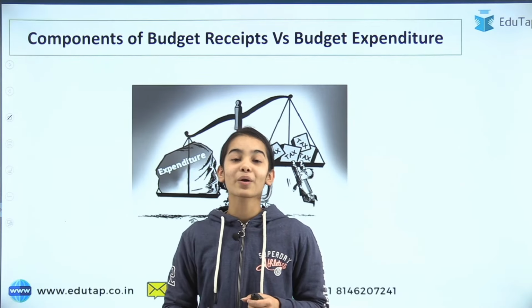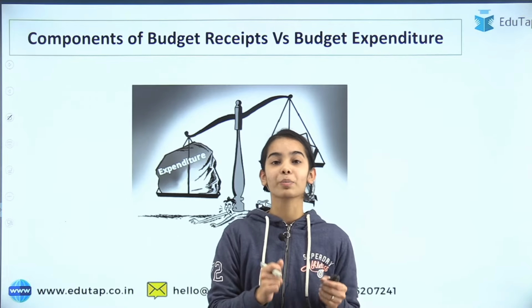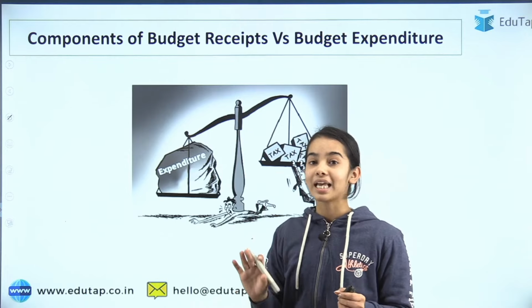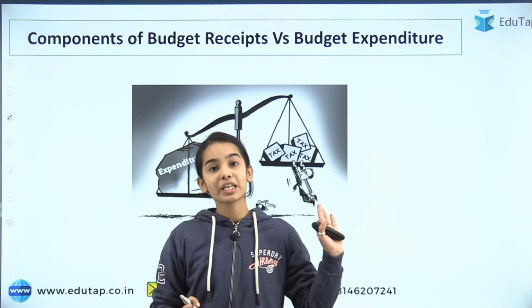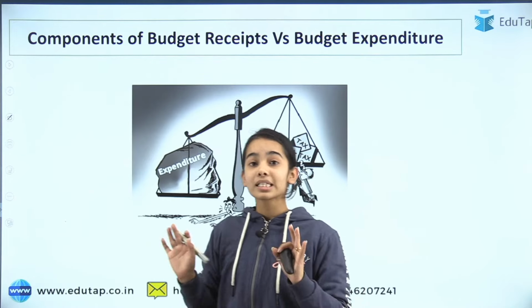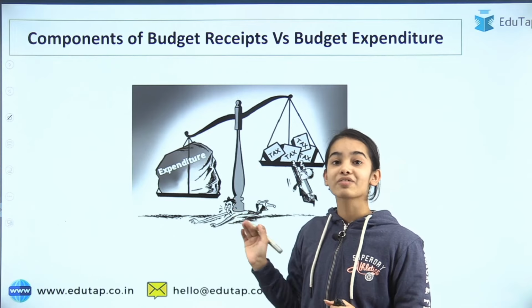So in today's session, we are going to discuss the components of the budget receipts versus the components of the budget expenditure. See, budget receipts include the revenue receipts and the capital receipts, and the budget expenditure includes the revenue expenditure and the capital expenditure. This is a very important topic and I will show you why this topic is very important.